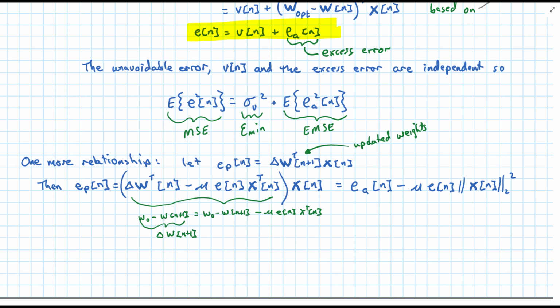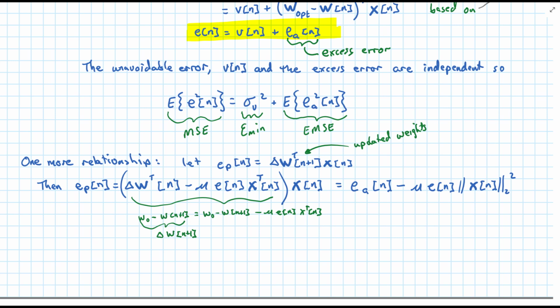To get an expression for this in terms of our excess error, we can simply plug in the equation for the weight update into our delta W n plus 1, and we get this new error relationship, where the P is for posteriori error and the A is for a priori error. So the posteriori error is given as the a priori error minus this mu times the error times, we end up getting, the norm square of our input vector x.